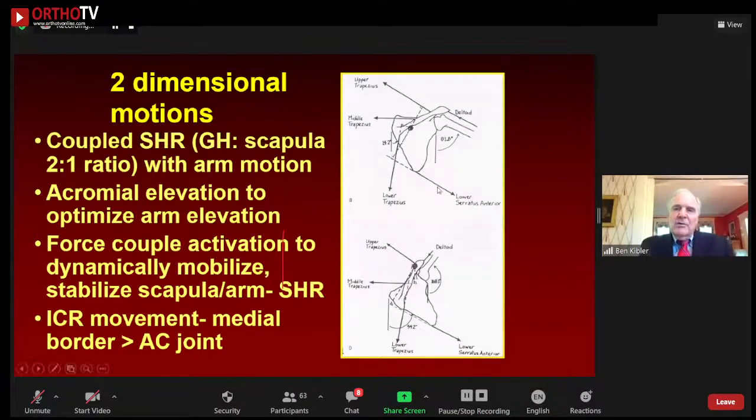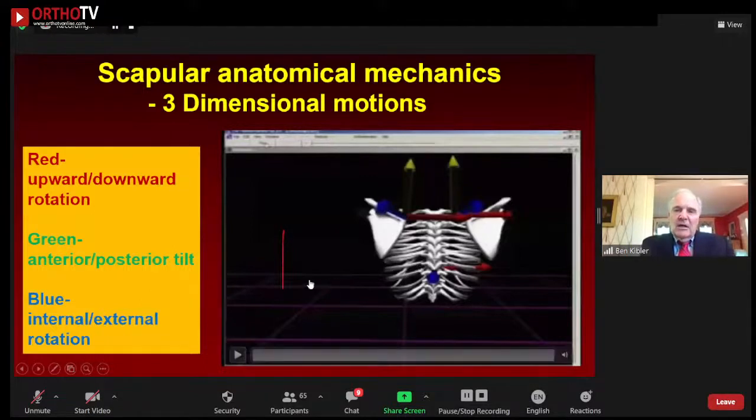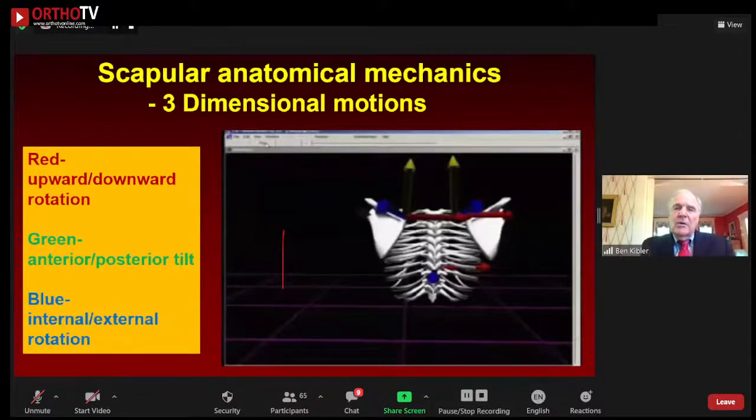In the upper diagram, it shows that the serratus anterior and lower trapezius act to stabilize the scapula in a downward direction. Then as the arm gets into the overhead position, the instant center of rotation moves out to the AC joint. However, it's more complicated than that. It's a three-dimensional motion. This is a model taken from our lab showing the motion of the scapula with arm motion. Each of the colored axes represents one of the motions. The green is anterior-posterior tilt. Red is upward-downward rotation. And blue is internal-external rotation.